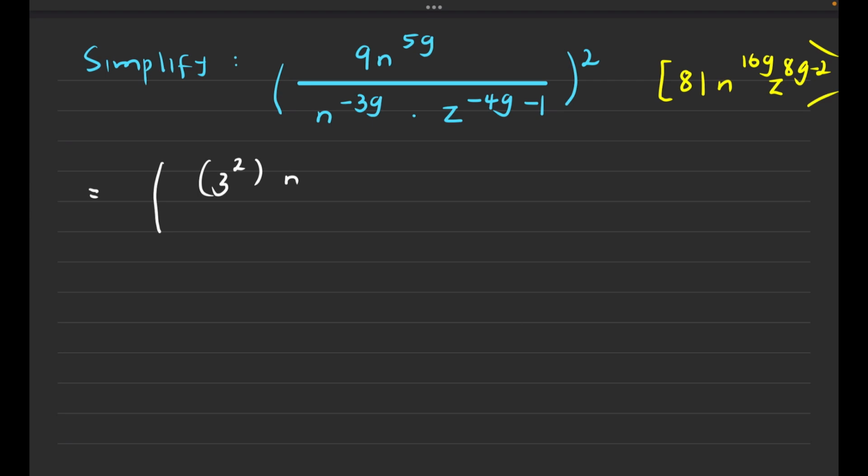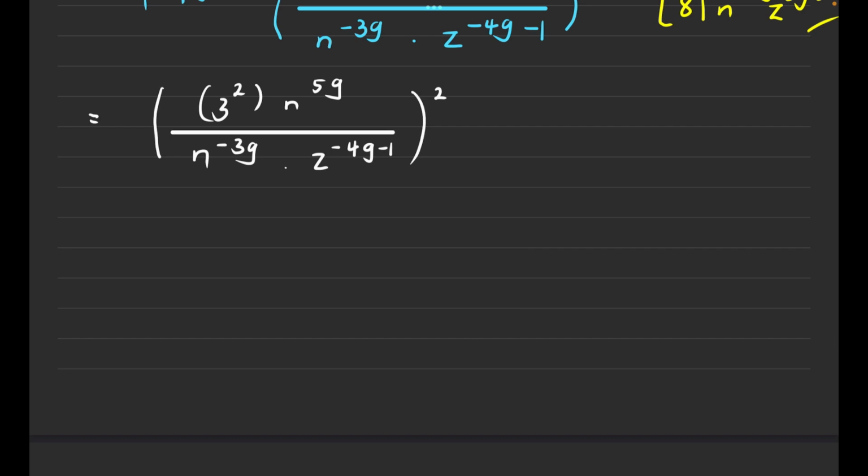And then n to the power 5g. Then I divide all of these by n to the power minus 3g multiplied by z over there to the power minus 4g minus 1. All of this is squared right here. So what I'm going to do right now is multiply all the exponents with 2.